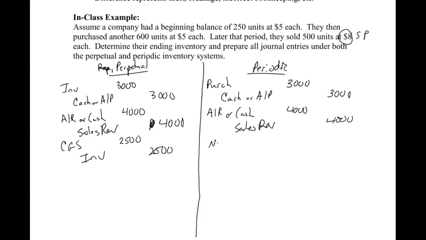And then for this, there's no journal entry, because remember, they're only going to do that at the end of the period. All right. So now we're to the end of the period. And so remember, the formula says we have 200 beginning inventory, 250 plus purchases. That equals goods available for sale. That's 850. Less units sold equals ending inventory of 350.